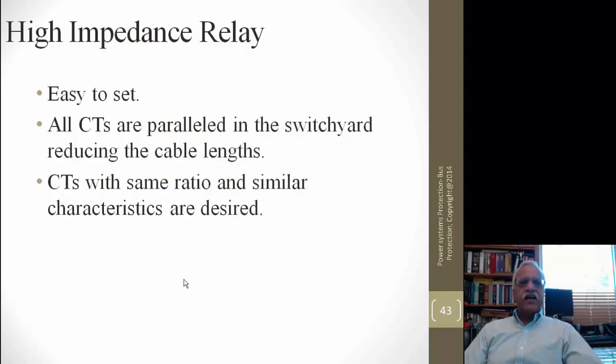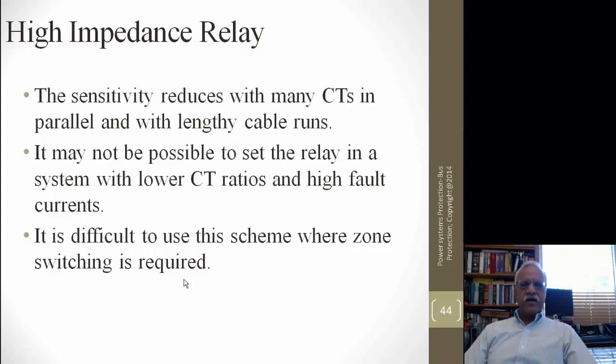Now, the advantage of the high impedance scheme is it is easy to set. All CTs are in parallel in the switchyard, reducing the cable lengths. CTs with the same ratio or similar characteristics are desired. If you have multiple CT ratios, you have application notes you can look through. Sensitivity reduces with many CTs in parallel. This is in the high impedance scheme, and with lengthy cable runs, your voltage developed is also higher. That means for an internal fault, if you develop that much voltage, some of the current gets diverted in magnetizing the CT cores at higher voltages. At higher voltages, you will have higher magnetizing currents, so the current through the relay is decreased by that amount.